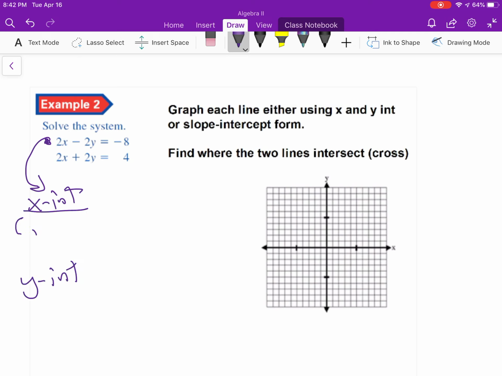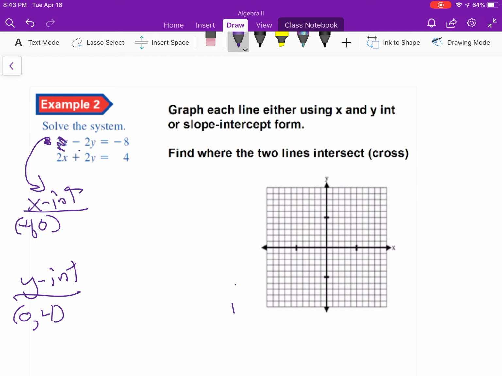The x-intercept is found by putting 0 in for y. So it's basically like taking that term out and solving 2x equals -8. Divide by 2, and I get x is -4. If I want to find the y-intercept, now it's (0, something), so the x goes away. Divide by -2, and I get y is 4.